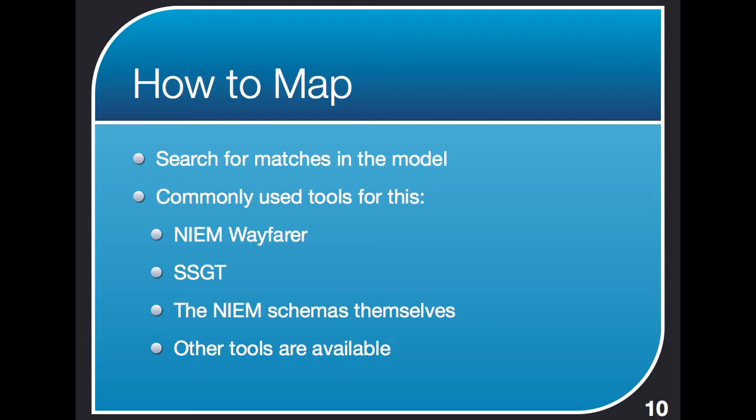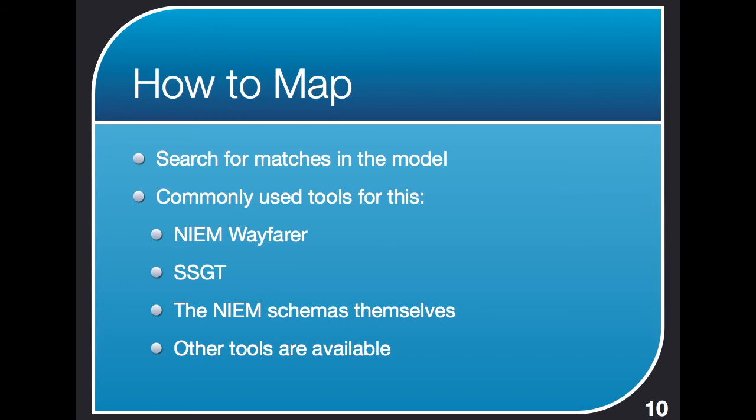Columns are cheap. So how do you actually map to the NIEM? Well, you go through each of your concepts from your UML. You've got them all listed in your mapping spreadsheet. You go through each one and you search through the NIEM to find matches. So how do you search through the NIEM? Well, there are a number of tools you can use to do this. One is called NIEM Wayfarer, and I list that first because that's the one I wrote, but NIEM Wayfarer is a nice way to search through the model. The SSGT, the subset schema generation tool, also works really well as a means of exploring the model and finding things in it. It actually has more sophisticated advanced searching capabilities than Wayfarer does, so use them both.